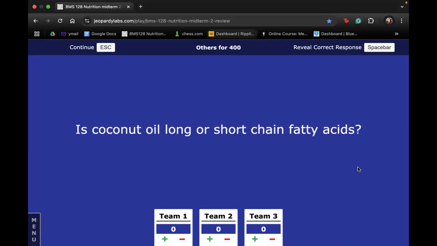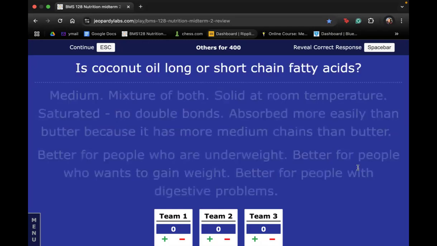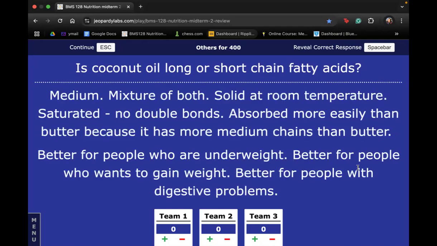Is coconut oil a long or short chain fatty acid? And why is this important to know? Is it longer? It was a trick question. It was medium. It was a mixture of both. And that's why it's solid at room temperature as well. It melts pretty easily.